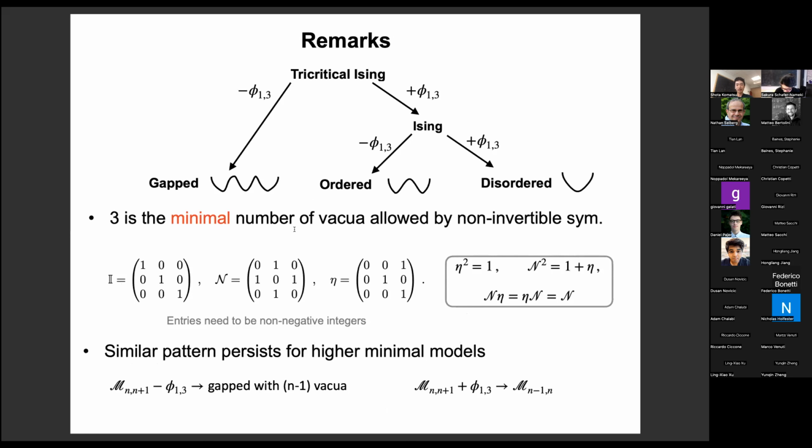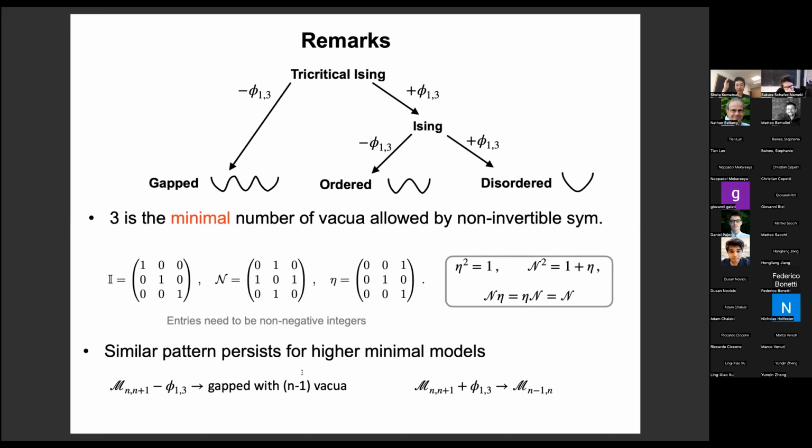Let me also make some remarks about this flow. Here I said there are 3 vacua in the IR, but 3 is actually the minimal number of vacua allowed by the non-invertible symmetry. As soon as you know that this flow preserves the Kramers-Wannier, or Z2 Tambara-Yamagami, symmetry, you can immediately say that having a single vacuum is not allowed, because you need to have some representation of these symmetry lines for which all the entries are non-negative integers. Actually, there is a typo in the action of eta. You can check that using these matrices, the non-invertible symmetry algebra is realized.